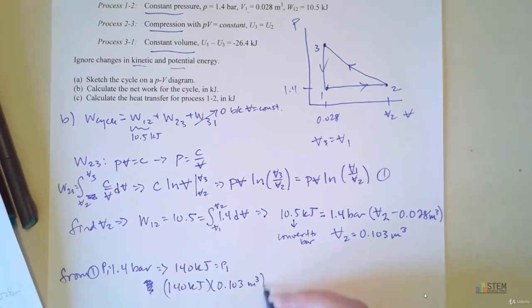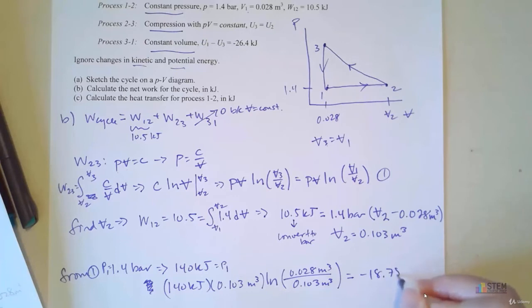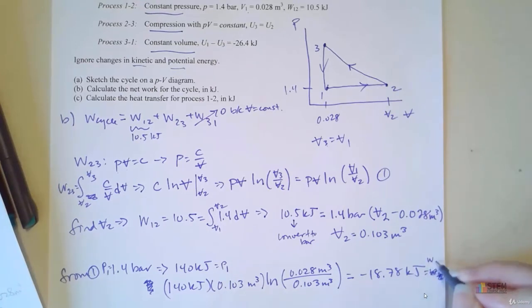And now we're going to have the natural log, and we got V1 over V2. V1 is going to be 0.028 cubic meters. Put that over 0.103 cubic meters. And that'll give you negative 18.78 kilojoules. All right, so this is going to be your work for process 1, 2. Actually, that's not work, that's for process 2, 3. Sorry, guys. Okay, so now we got work for process 2, 3.